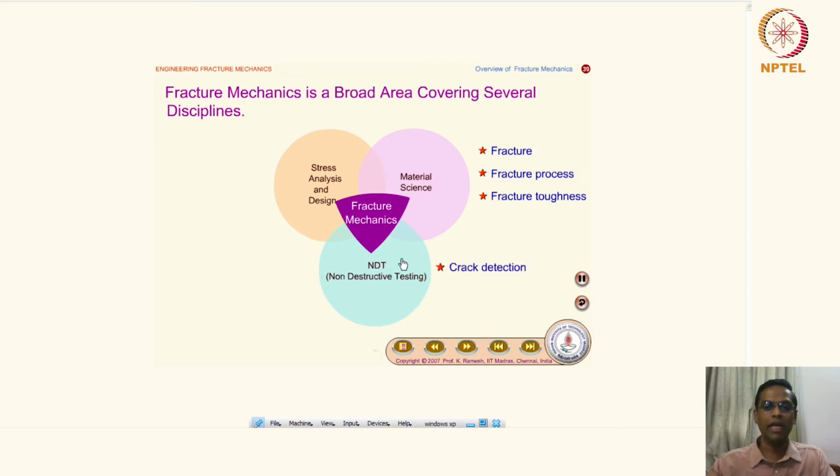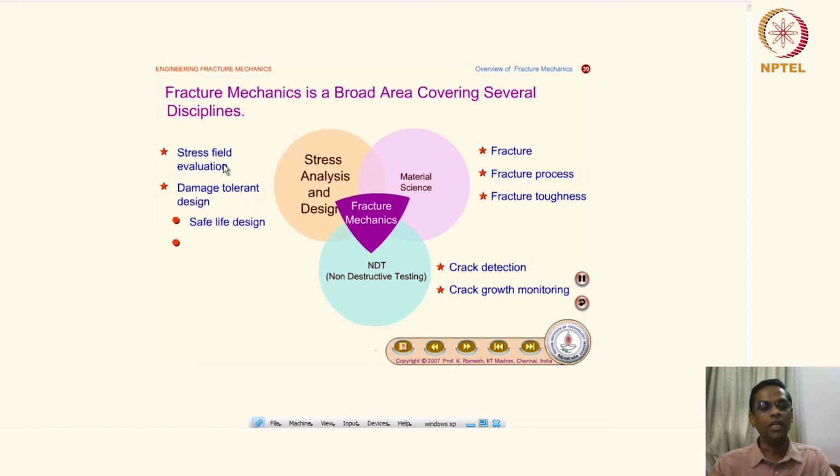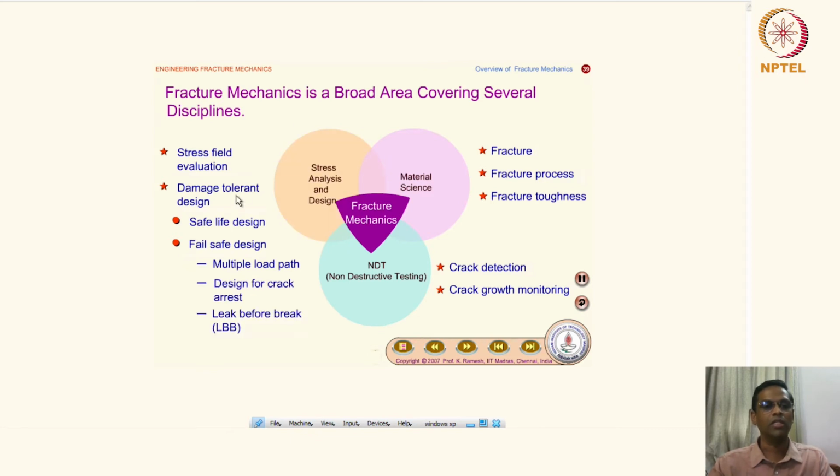But what does NDT do? That is non-destructive testing. NDT takes care of crack detection. Okay, it's how to find out the flaw size. How to identify the flaw and the flaw size, and then crack growth monitoring. You can also monitor as a function of time by NDT schedule. And then the most important thing is again the stress field evaluation, which is done by the other engineering branches.